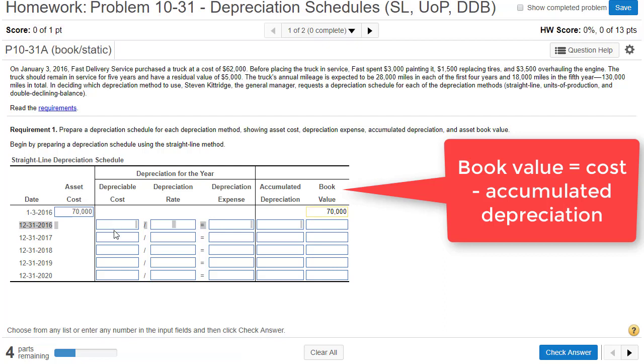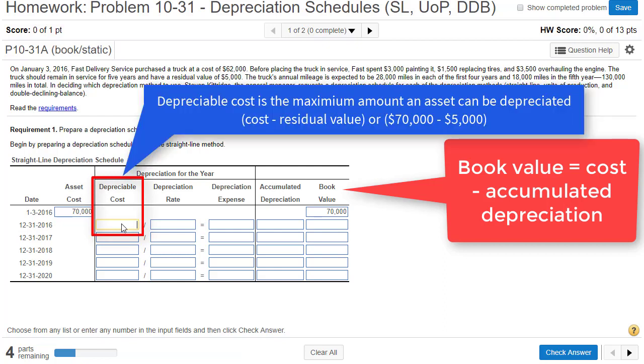Now we have to fill in the row for the end of the year. The first thing on our depreciation schedule, which in the real world you just do in Excel, is depreciable cost. So what is depreciable cost? Depreciable cost is the most you could ever depreciate of that asset. That means cost minus the salvage value or residual value. Residual value and salvage value are the same thing.